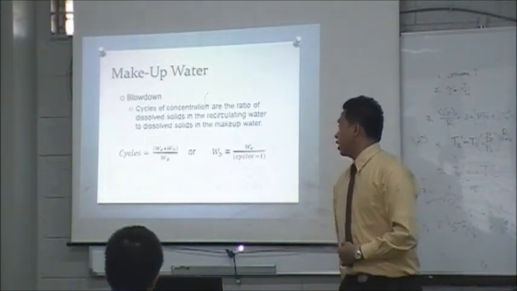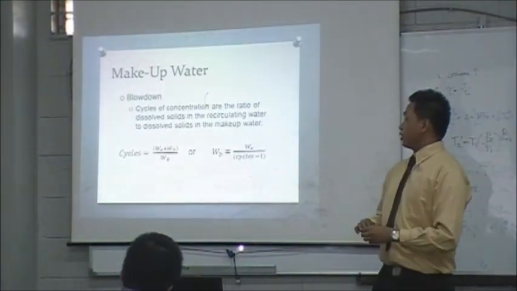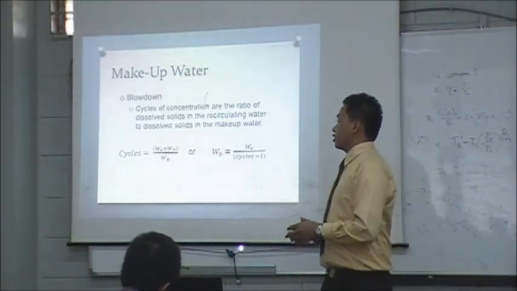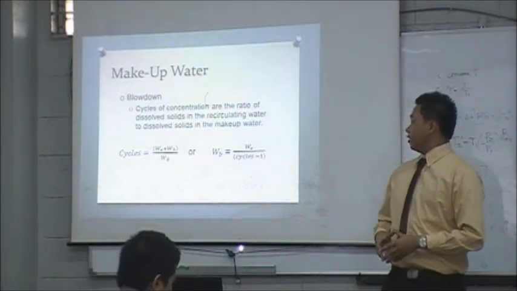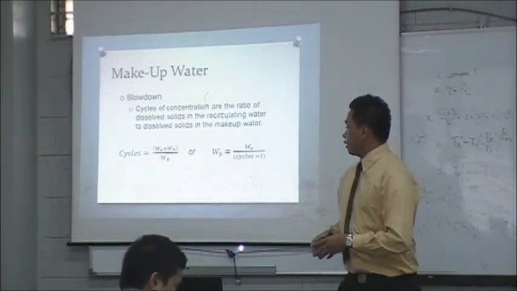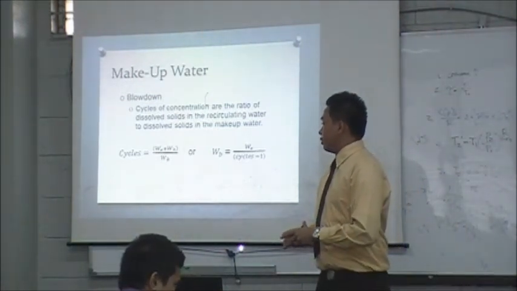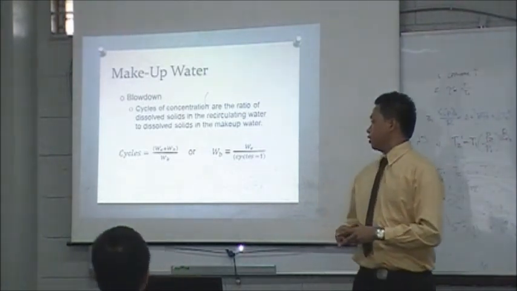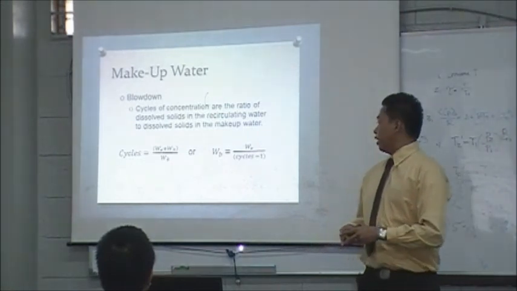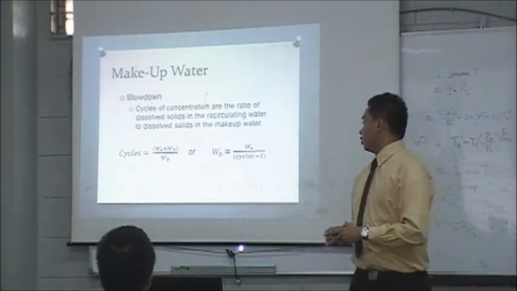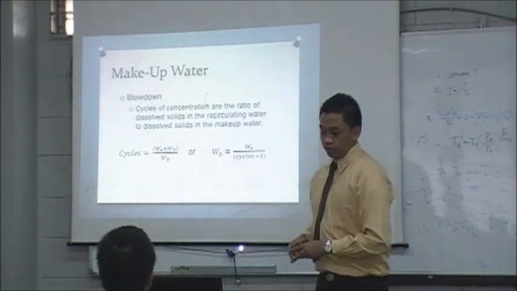Then for the blowdown, cycles of concentration are the ratio of the dissolved solids in the circulating water to the dissolved solids in the makeup water. So let's say the cycles would be equal to WP over WM, or basically the blowdown makeup water would be WE over cycles minus 1.